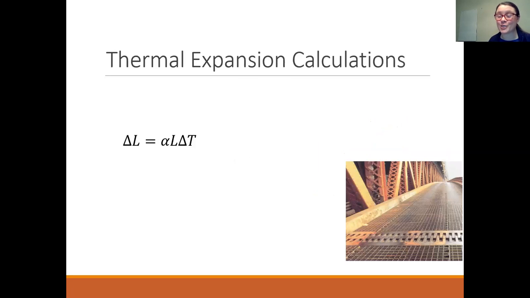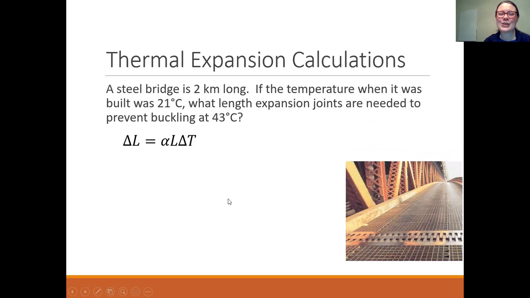Let's do some calculations. Finally, I said the calculations were about 4 slides back. Once we've done the calculations, we're done for this section, so you've got all my ramble. So our question here: we have a steel bridge, it's 2 kilometers long. If the temperature when it was built was 21 degrees Celsius, what is the length of expansion joint needed to prevent buckling at 43 degrees Celsius?